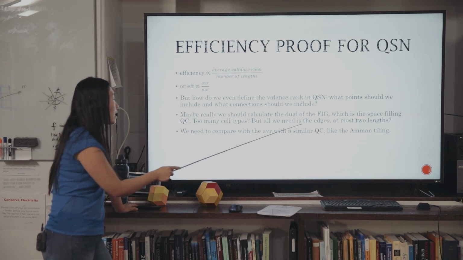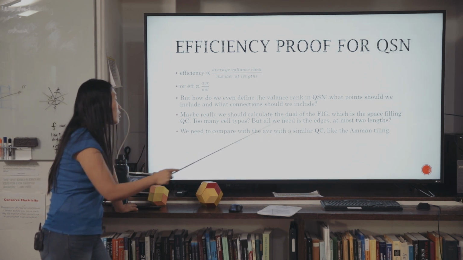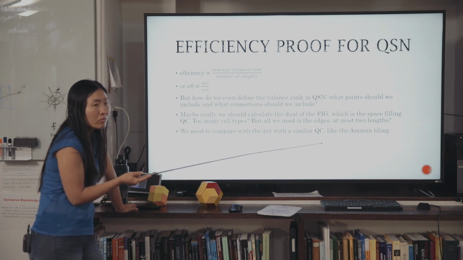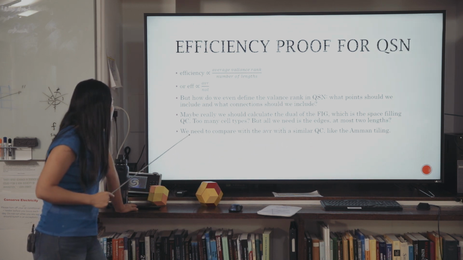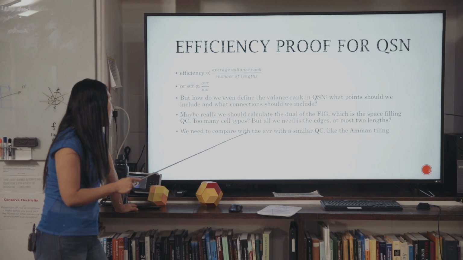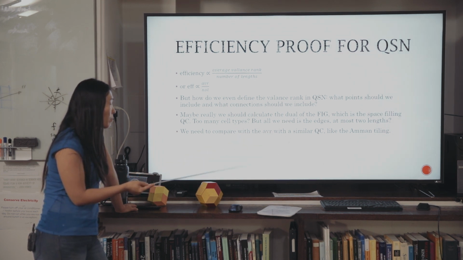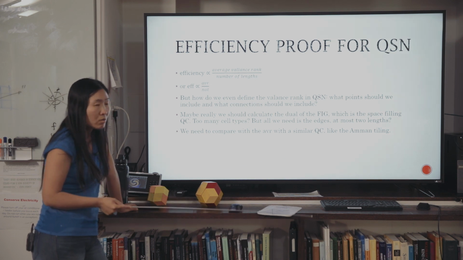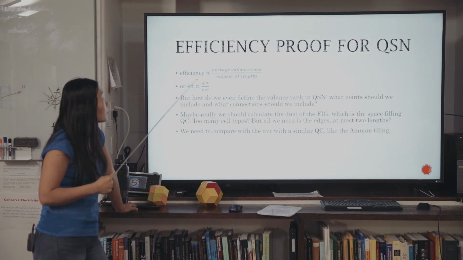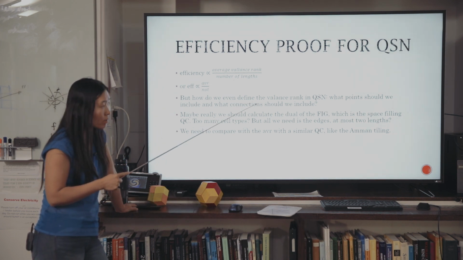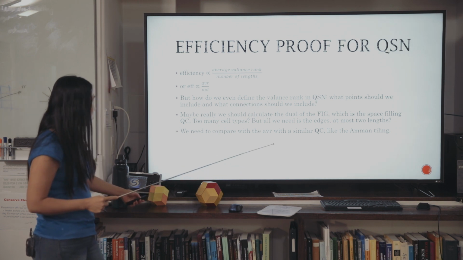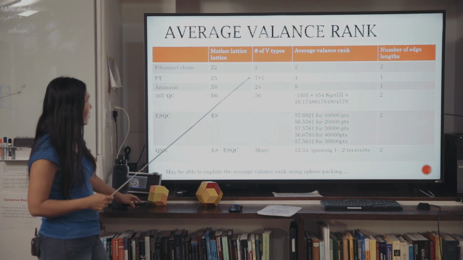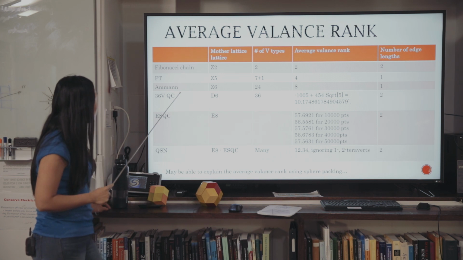But all we need is the edges, and most 2 edges. So we could use just the edges to categorize vertex types. We need to compare the average valence rank with a similar quasicrystal, like the Ammann-Beenker, to compare their efficiency, if we believe the efficiency is defined by this. So this is why I have this table. I worked on this table a little bit.